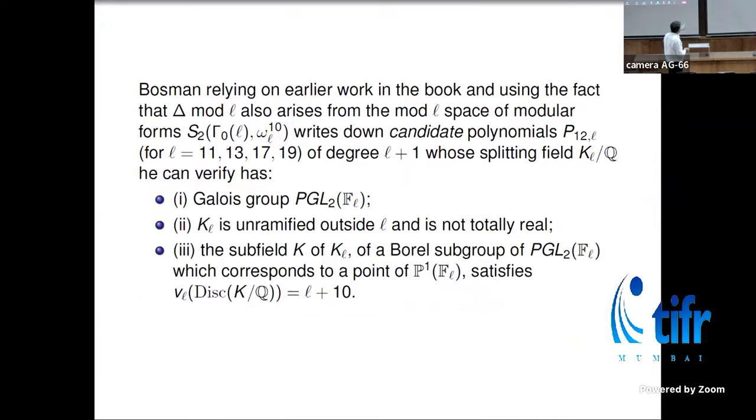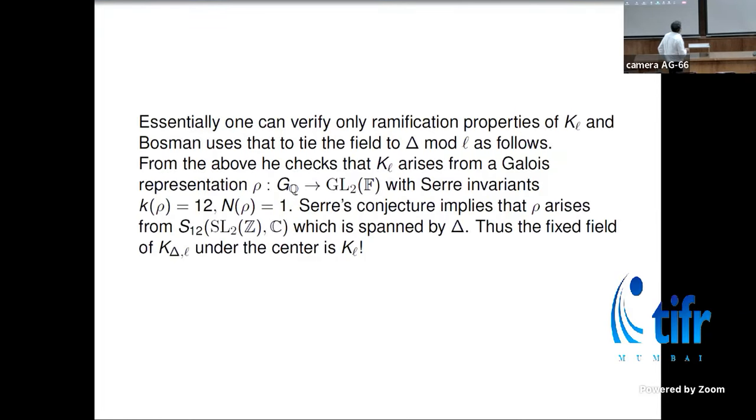Now one applies this to the polynomials they construct. They can prove that the discriminant exponent is L plus 10; in this case 10 is K minus 2, with K equal to 12. The problem at this point is that they can only verify ramification properties of the splitting field of their polynomials, but they cannot directly tie it to the delta function. But if you know Serre's conjecture, it will tell you that such an extension does come from a modular form of weight 12, and there is a unique cusp form of weight 12 and level 1, which is the delta function. So the corollary plus Serre's conjecture tells you it comes from delta. This is a curious application of Serre's conjecture.